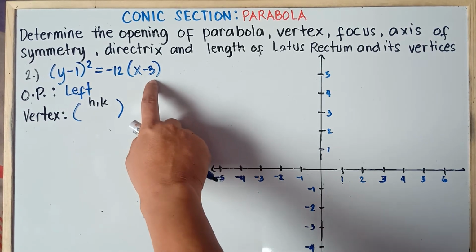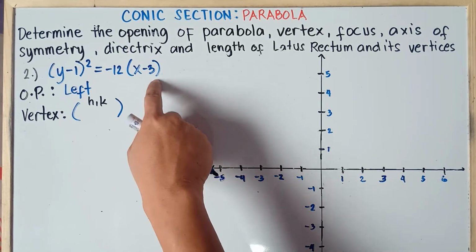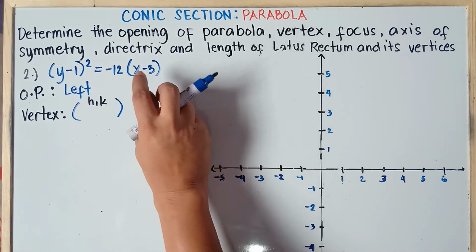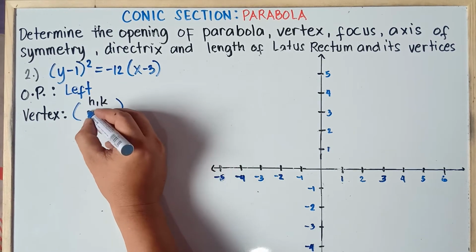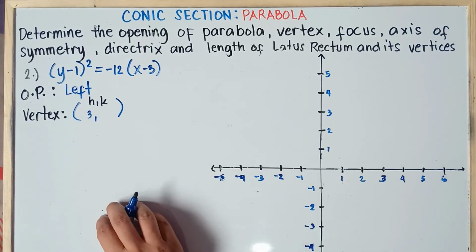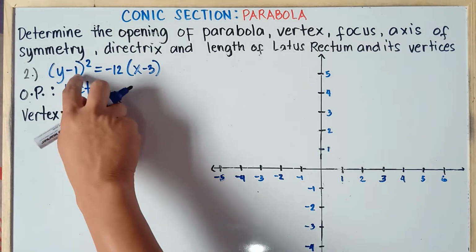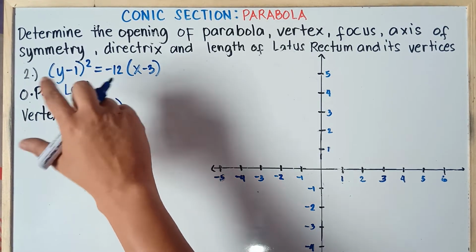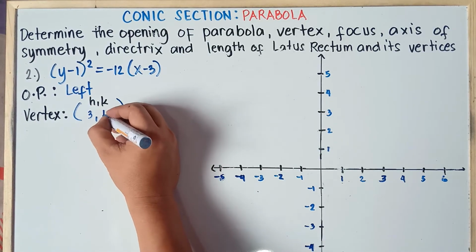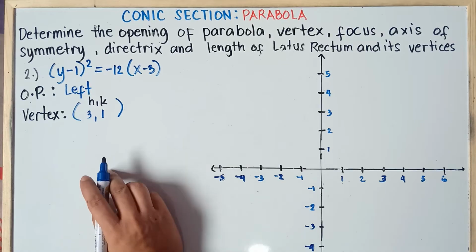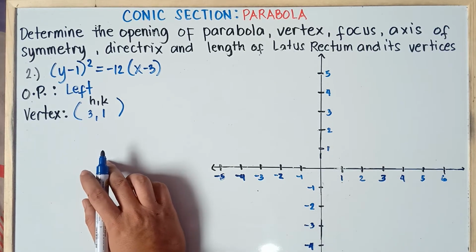If this is negative 3, you get the additive inverse. Always remember that one, class. Our answer for h, class, that would be positive 3. Alright, and our k is beside y. If this is negative 1, you get the additive inverse. Our k is positive 1. Simple as that, class. You always get the additive inverse.